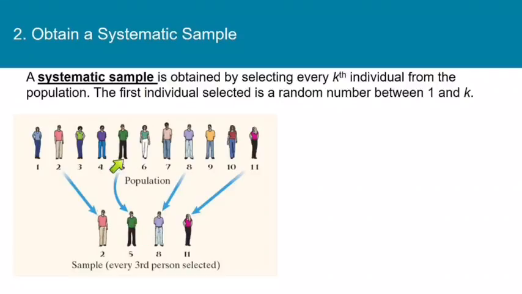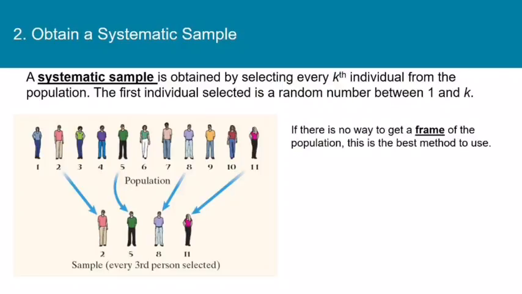Now, of course, that's just an example. We don't have to have k equal 3. K can be anything we need it to be, and therefore the starting place can be anything we need it to be that's less than k. So a couple more points about systematic sampling. If there's no way to get a frame of your population, this is the best method to use, because every other method we have requires some kind of frame.